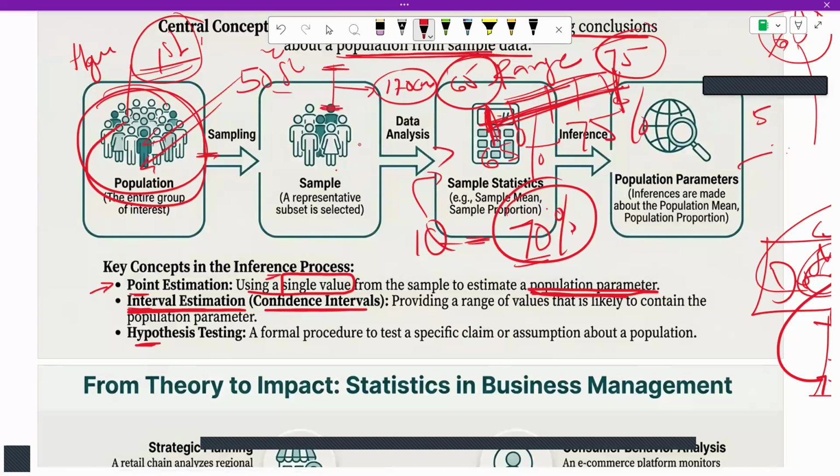population, Sri Lankan State University students' height. The Sri Lankan State University students' height is 170 centimeters. If I claim in this way, this is point estimation. I use only a single number.